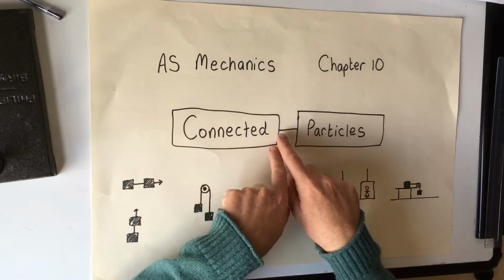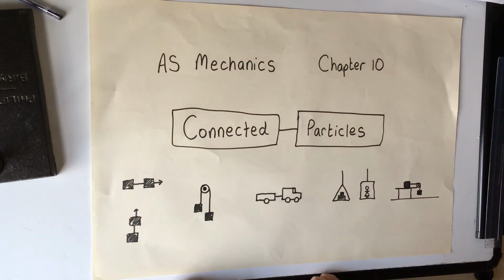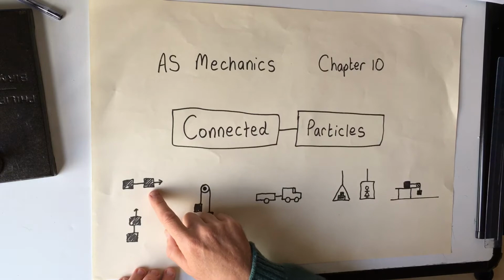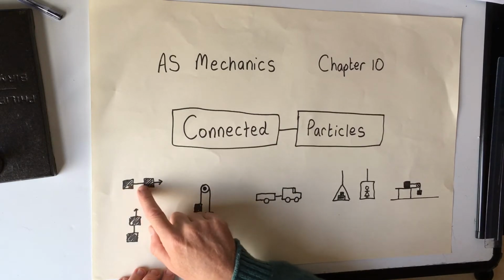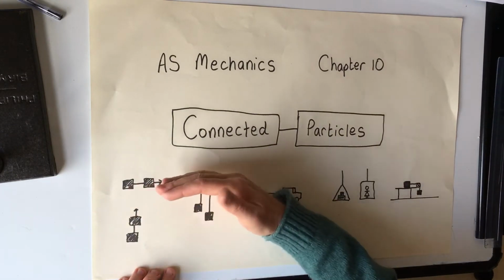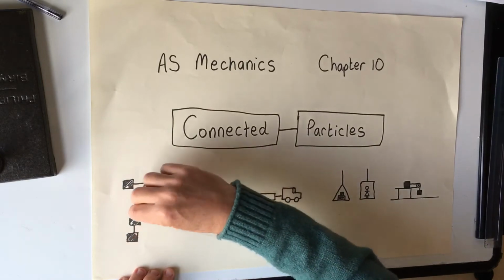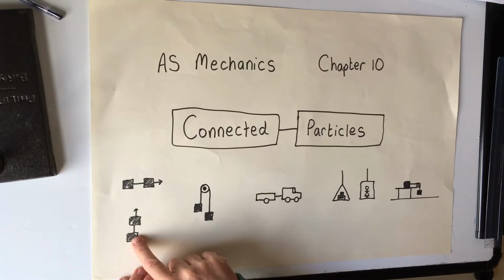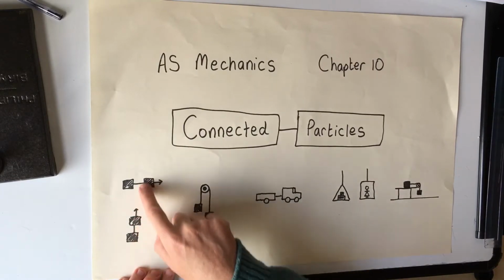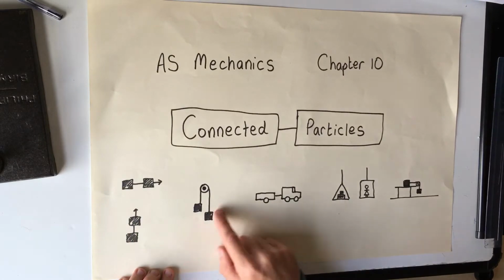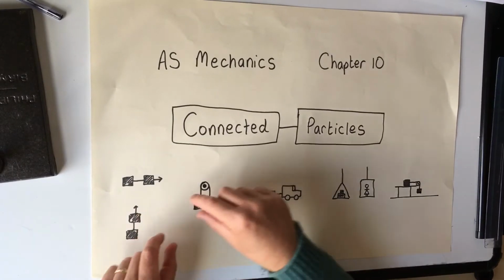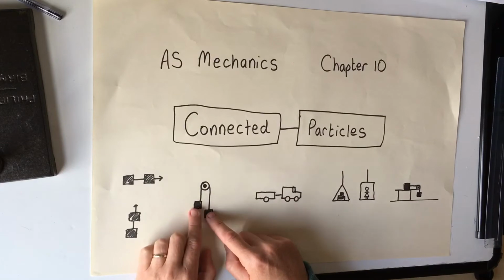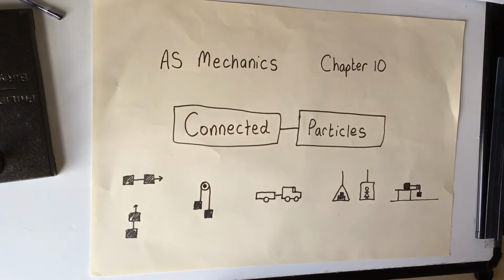So connected particles, as you can see here, very clever of me, I did boxes and connected them with a little string or rod. In the first lesson, I'm going to look at just 2 blocks joined by a tight string and pulled along on the horizontal, and then what happens when we lift it up and one's dangling beneath another one. In the second lesson, I'm going to thread those over a pulley, and then we're going to release it from rest, and if one's heavier than the other, then it's going to fall and go down.